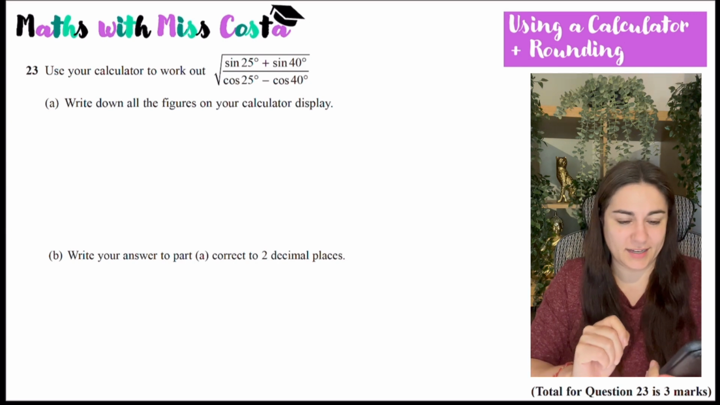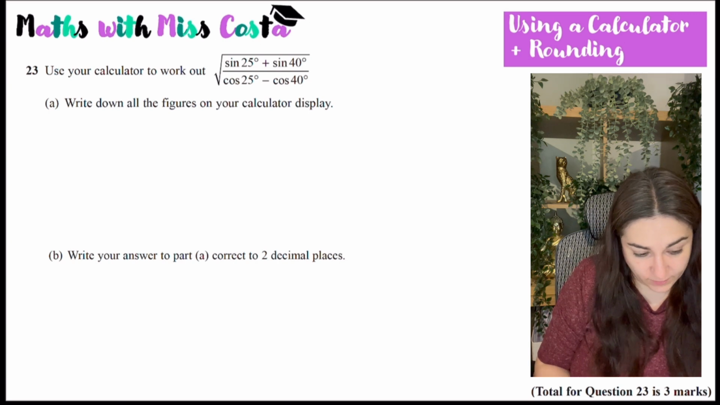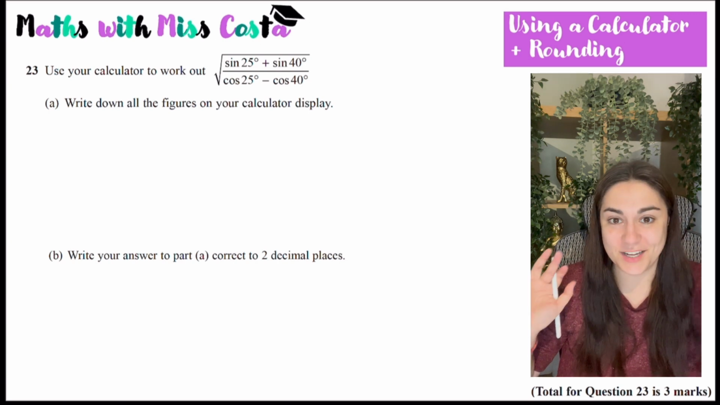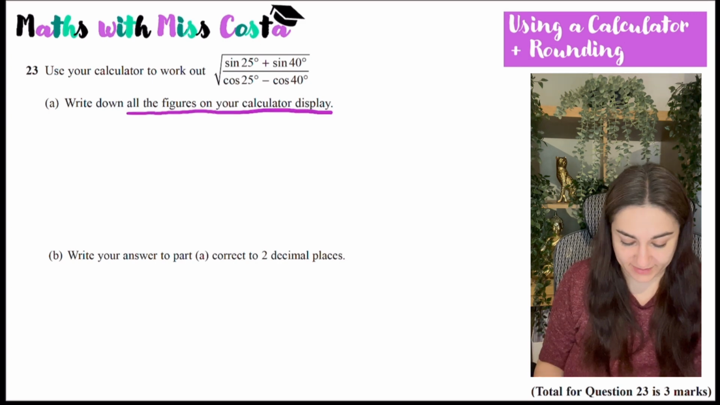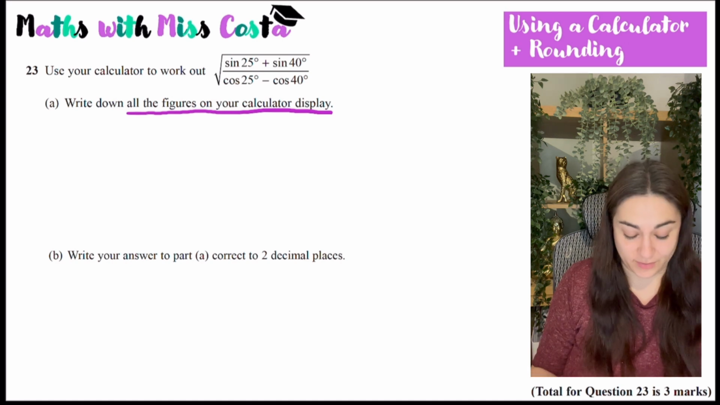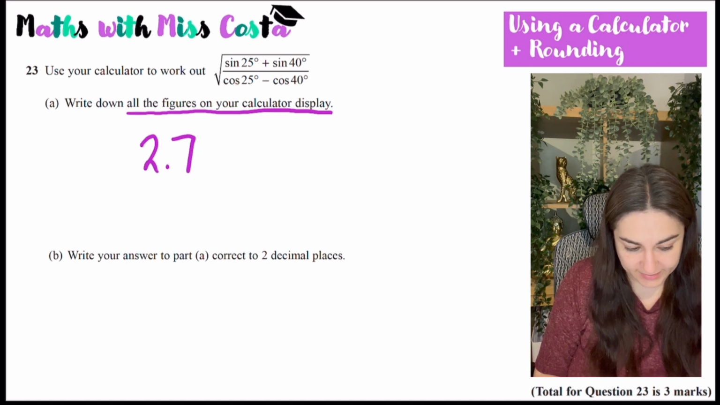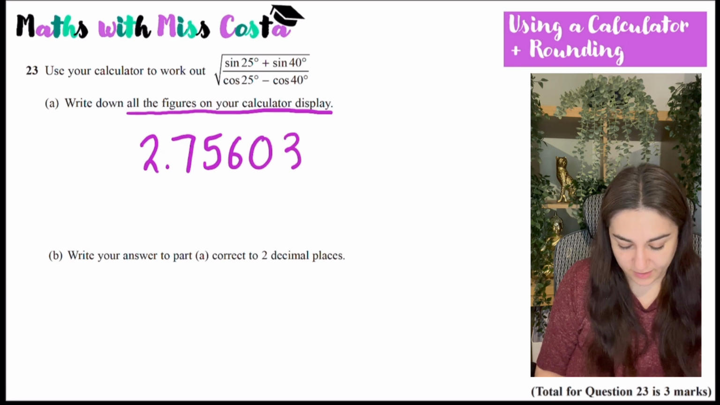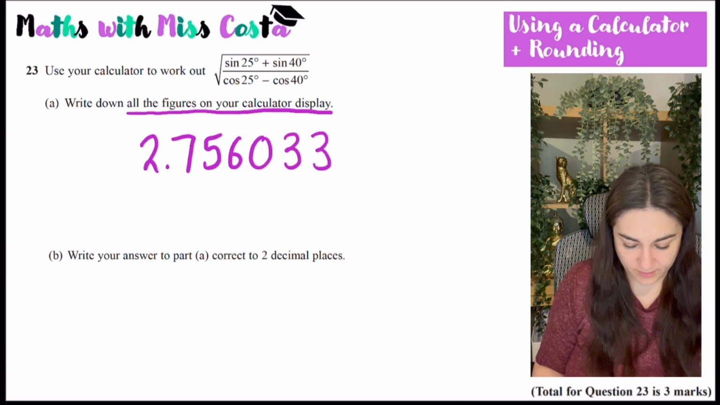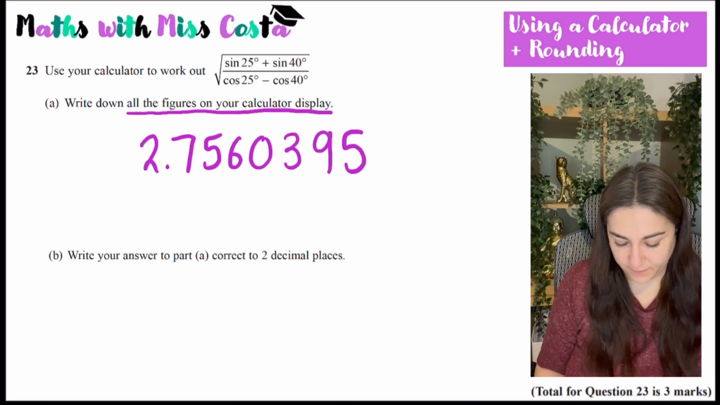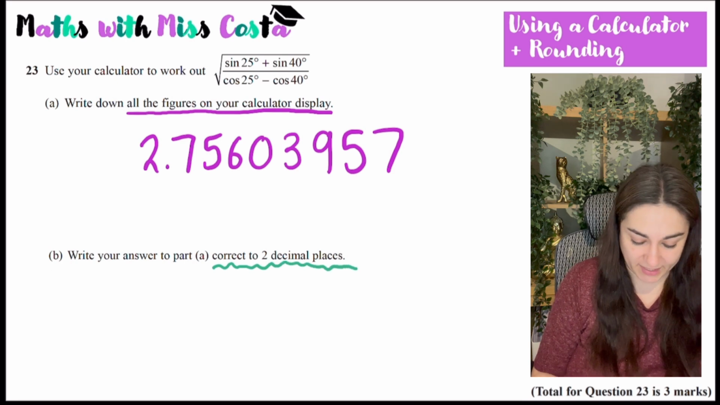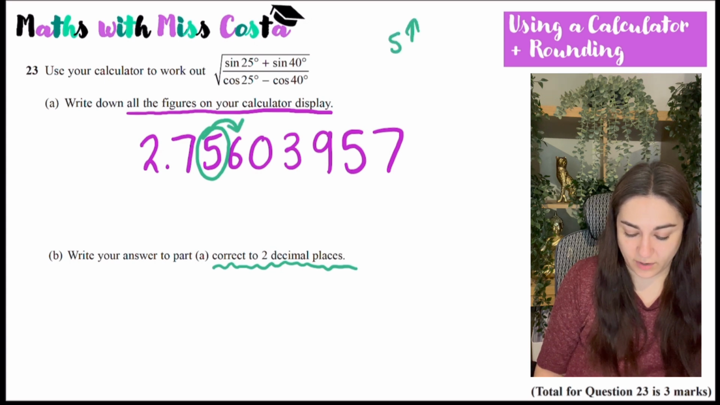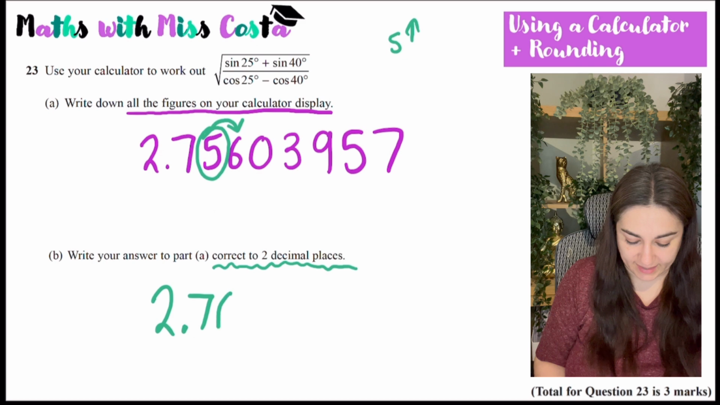You press equals and you get, so this question, it is so important. Just like it says to you, write down all the figures on your calculator display. So many people round them, but they want you to write everything down. So you write 2.75603957. And then it says, write your answer correct to 2 decimal places. So when I'm rounding to 2 decimal places, I circle the second digit after the decimal point, look next door. If it's 5 or more, I round up. So that would be 2.76.